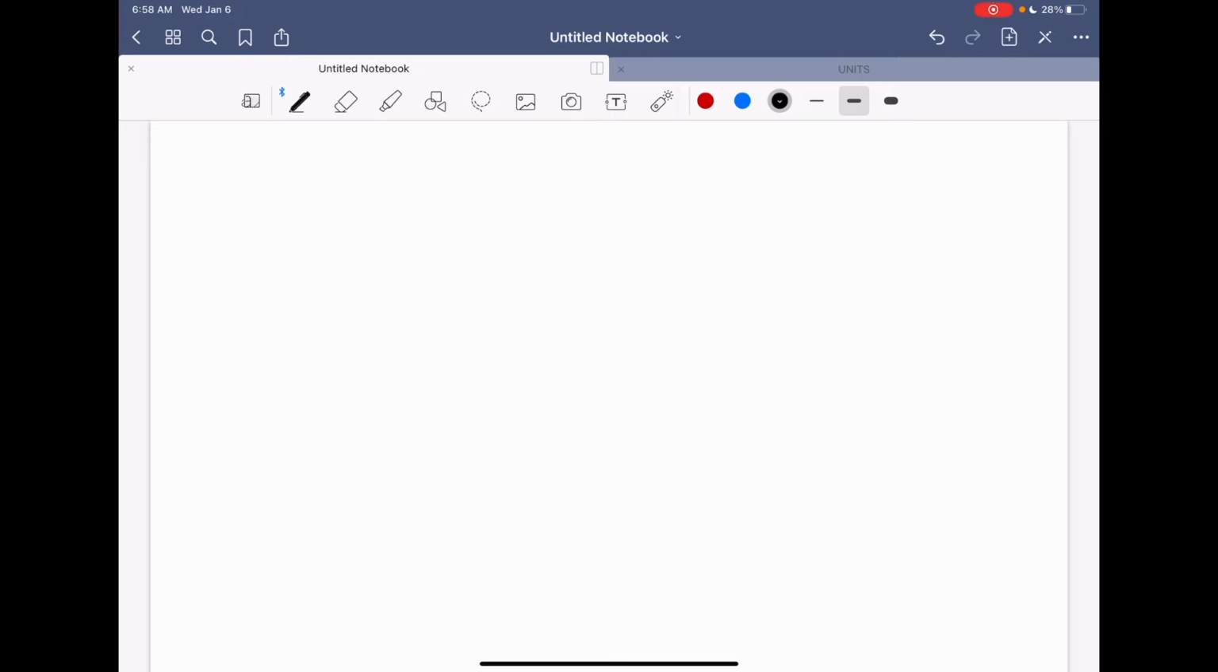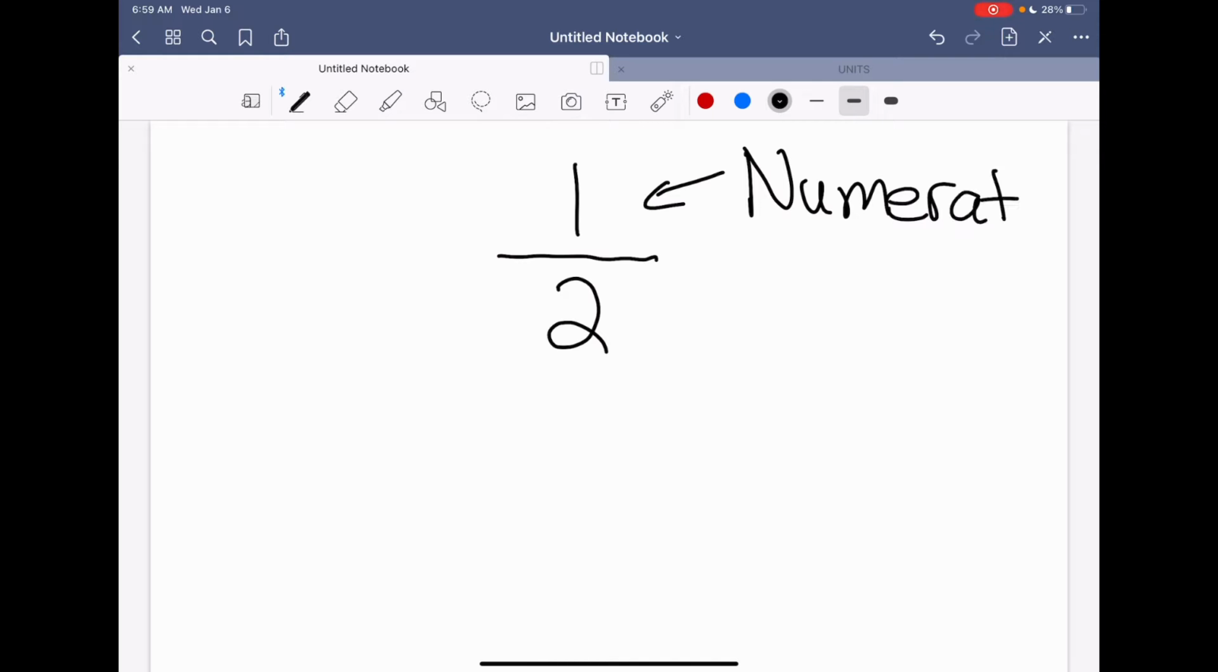So for example, let's begin by me writing 1/2. This means 1/2 or 1/2. So the top part, we can call this 1, is called a numerator. Right? Let's say that together. Numerator. This top part, this 1 means numerator.